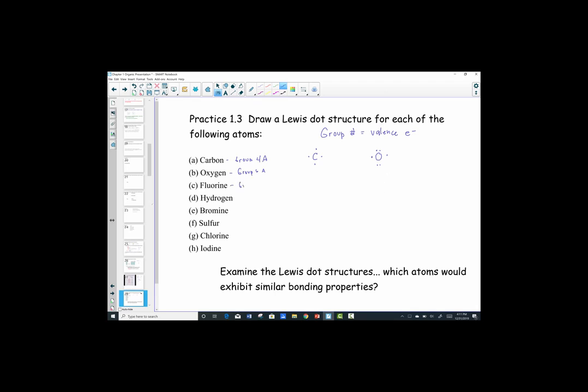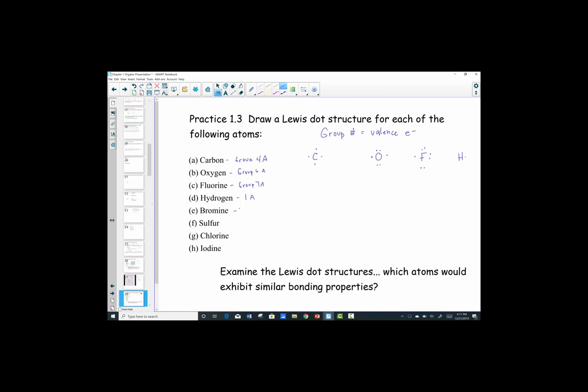Fluorine lives in group 7A. So of course it's going to require 7 valence electrons. It does not matter which side is left with the lone pair. Here's hydrogen in group 1A, so it has 1 valence electron.